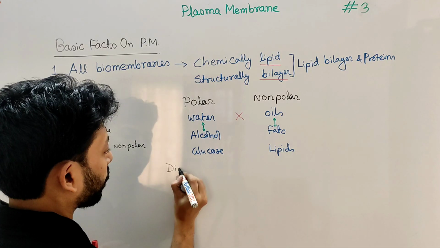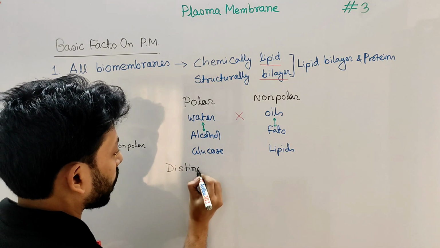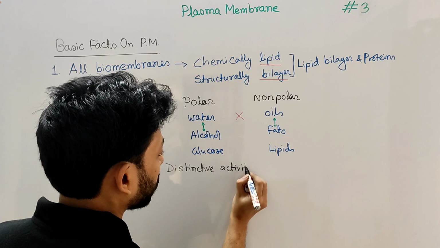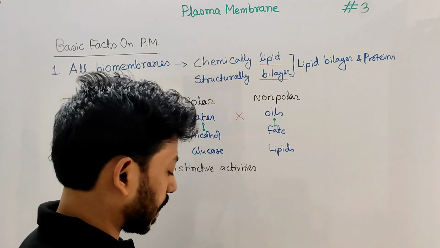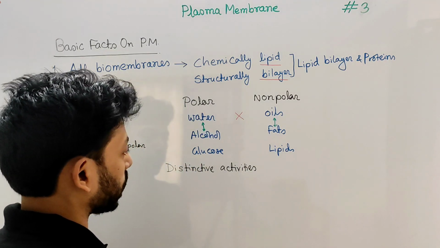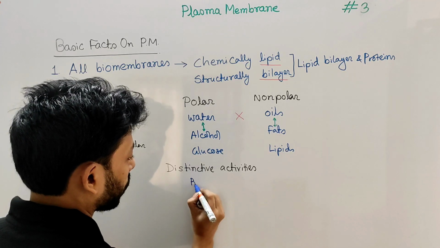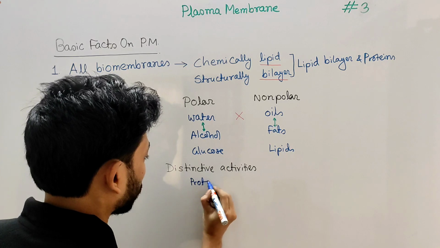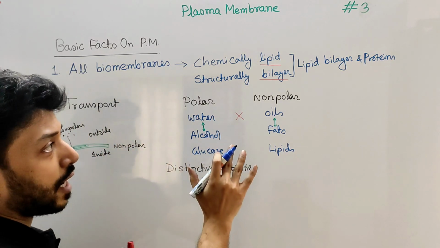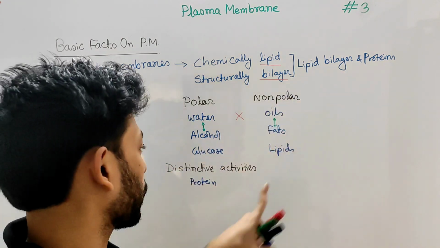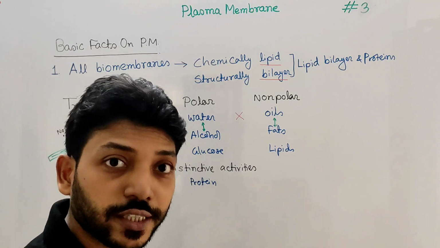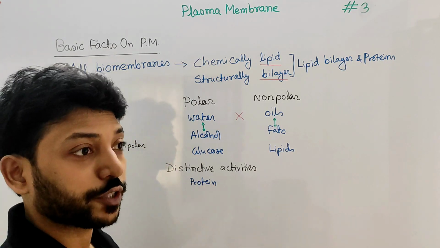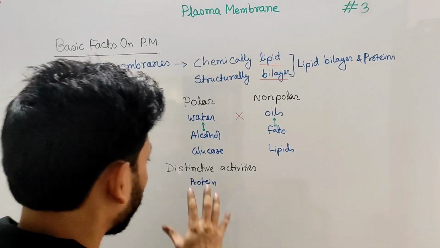And these proteins give distinctive activities to the cell or to the cell organelle. So protein is so important for the performance of any activity of the cell. The basic architecture is the lipid bilayer, but proteins give distinctive activities to different cells. It could be skin cells, liver cells, and it could be different cell organelles. So protein is very important.